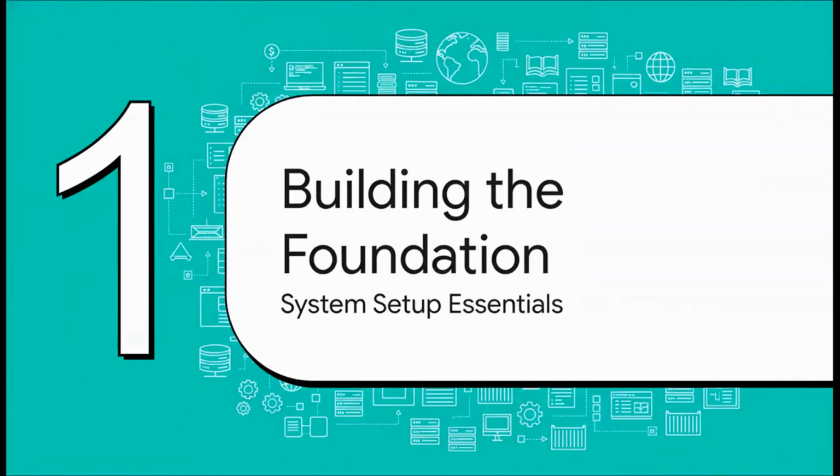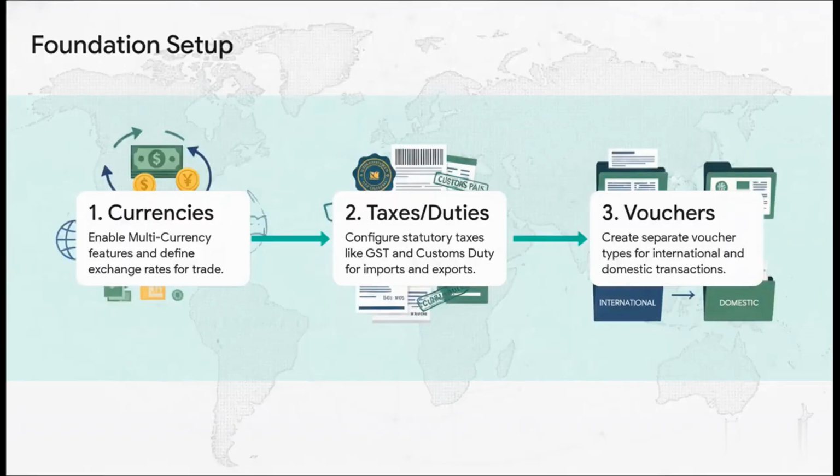Okay, first things first. Before you even think about making your first international transaction, you have to build the skeleton in your accounting system. Believe me, getting this right from the very beginning will save you from some massive headaches down the road. It really just boils down to these three crucial steps. First, you've got to get your system ready to handle multiple currencies. Second, you need to set it up to correctly account for all those different taxes and duties. And third, you need to create some custom vouchers or workflows to keep everything nice and organized.